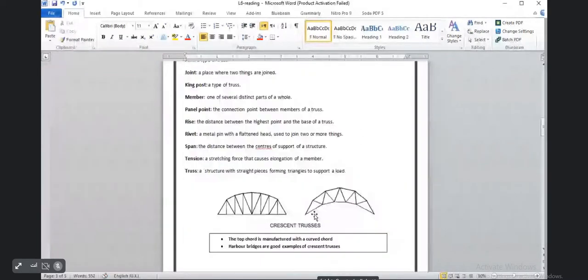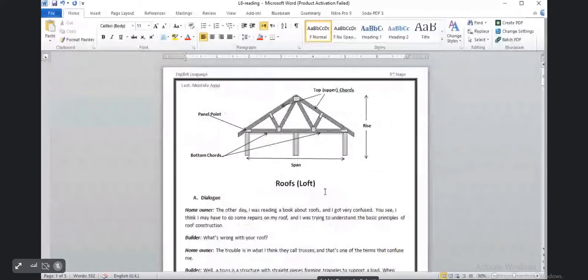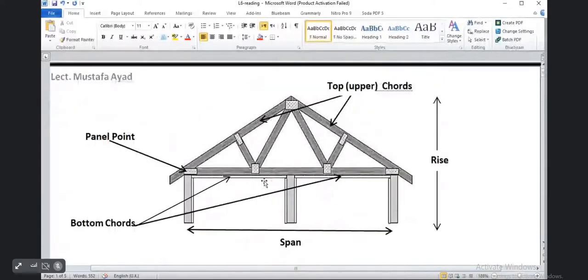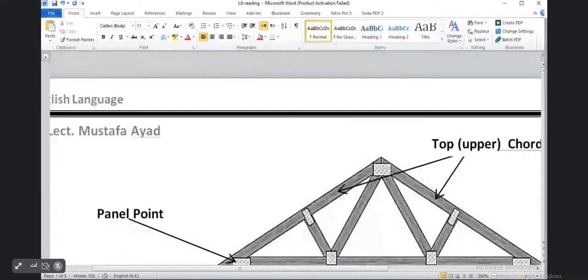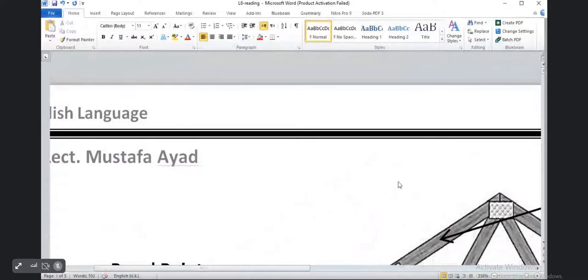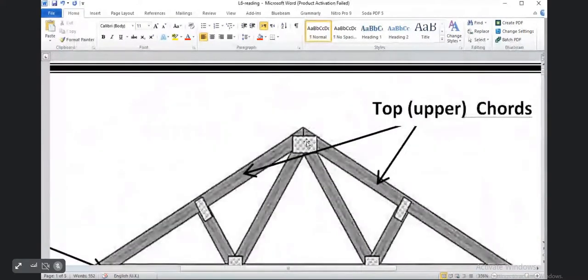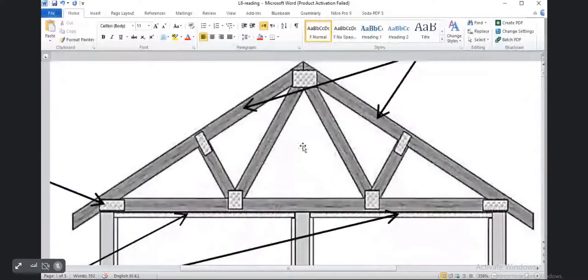Now, thank you very much, Mahmoud. Students, let's look at the picture. Look with me at this picture. Now, the panel point is this. Let me zoom in. Do you see these? Like rectangles. These are the panel points. This is a panel point. This is a panel point. This is a panel point. This is also another panel point.